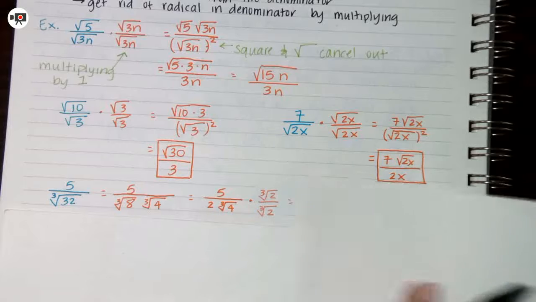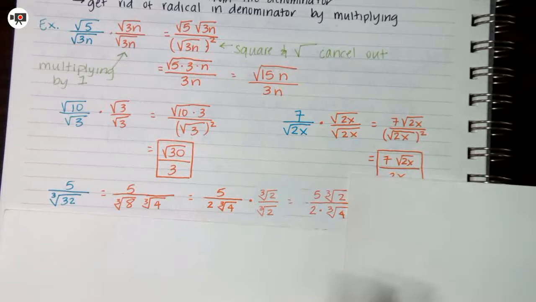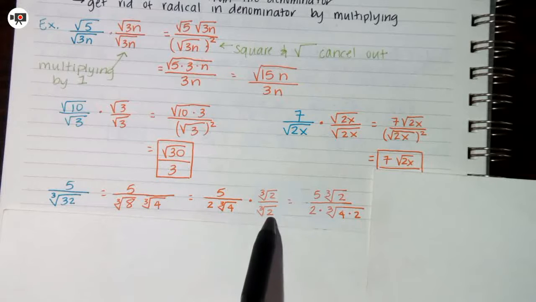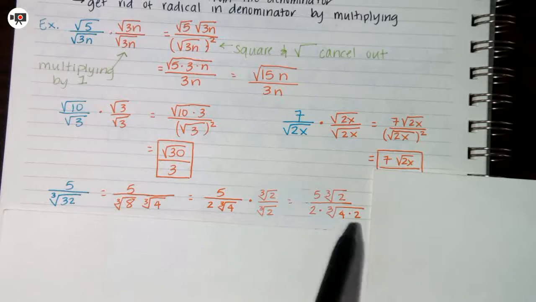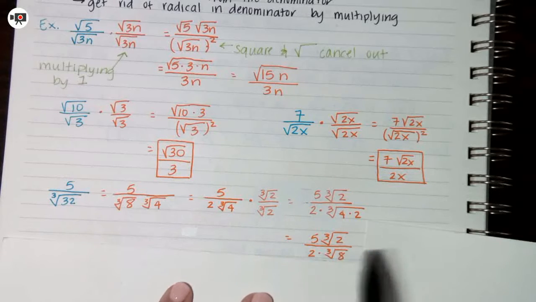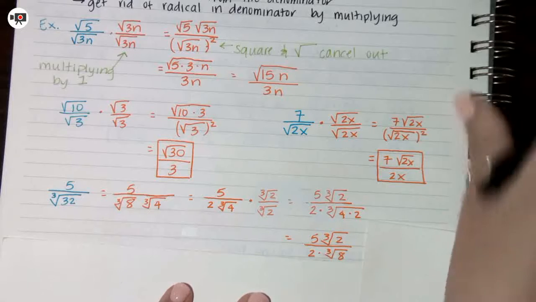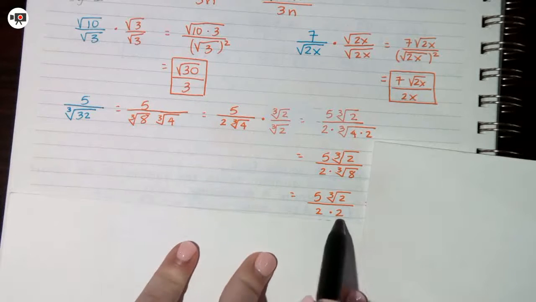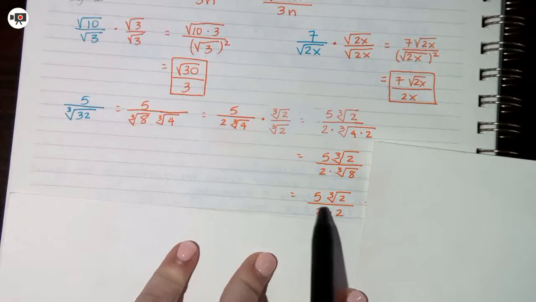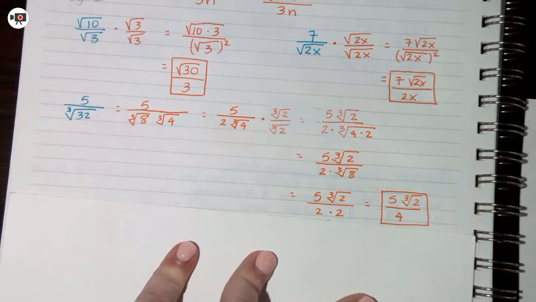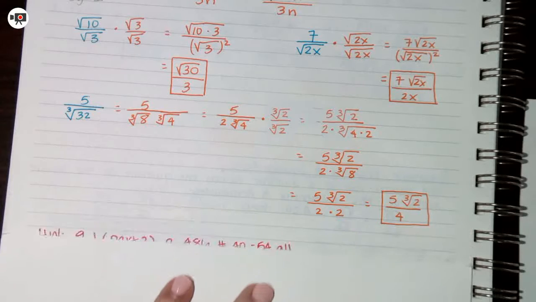This numerator does not get simplified. So then we have 2 times the cubed root of 4 times 2. Since they're both cubed roots, they can go in the same radical. And now we know the cubed root of 4 times 2 is the cubed root of 8. We know the cubed root of 8 is 2. So then we have 5 times the cubed root of 2 over 2 times 2, which is 5 times the cubed root of 2 over 4.